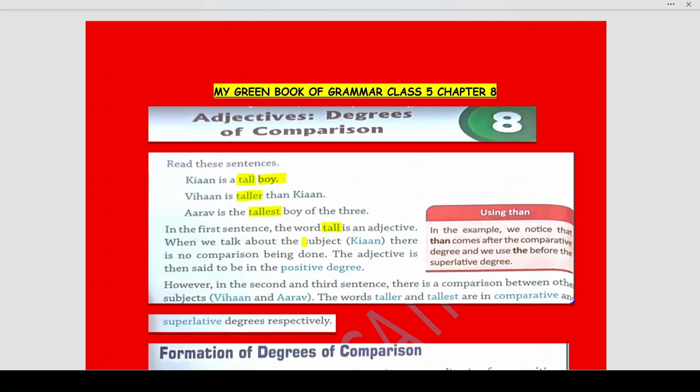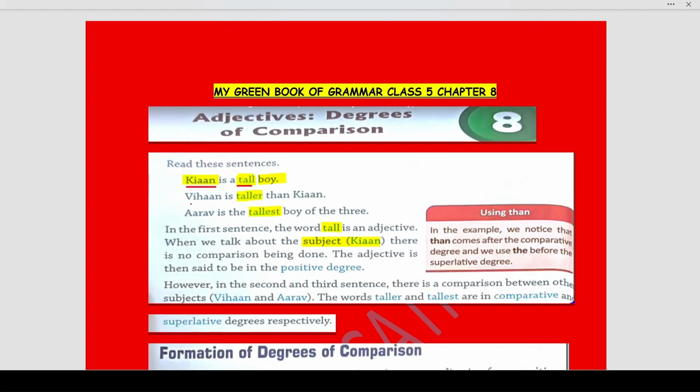Okay, now in the first sentence, the word tall is an adjective. When we talk about the subject, that means Kian is the subject here. About whom are we talking? We are talking about a boy named Kian. There is no comparison being done. Now, Kian is a tall boy. There is only one boy in this sentence whom we are talking about, and that is Kian. Okay, so Kian is our subject, and tall is the adjective over here.